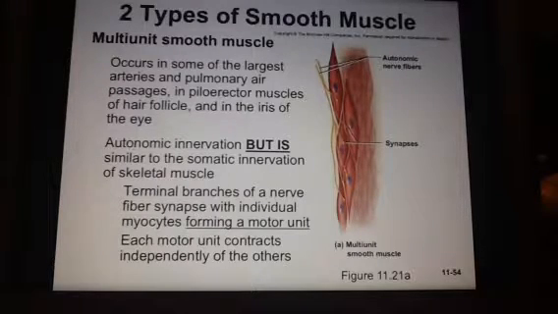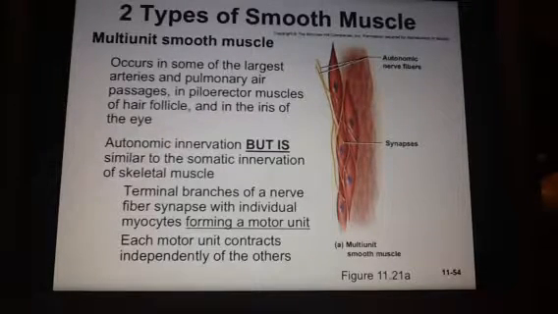So let's take a look at the two types of smooth muscle. The multi-unit is first. It occurs in some of the biggest arteries and the pulmonary air passages. It's in our muscles of the hair follicle and in the iris of the eye. So taking a look at the terminal branches of the nerve fiber, they do synapse with individual myocytes.